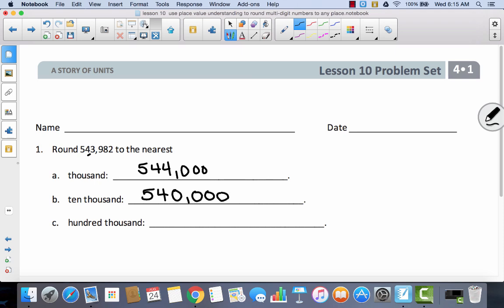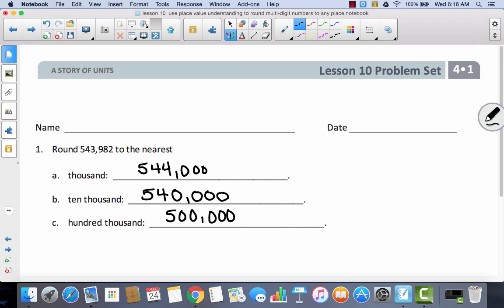And then I always think that the 100,000s is going to be the easiest because it's the greatest value. All right, so there are 500,000s, so this number comes between 500,000 and 600,000. Would this be more or less than halfway? Well, the 4 tells me it's less than halfway, so this would be 500,000.